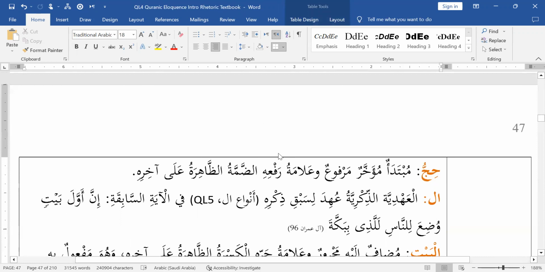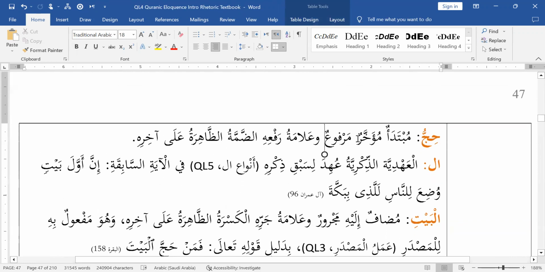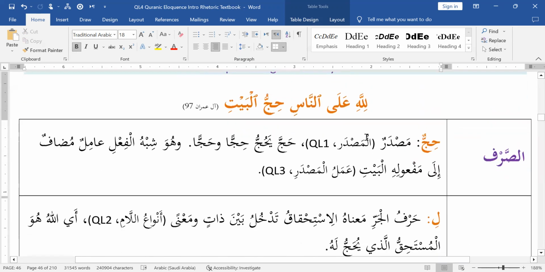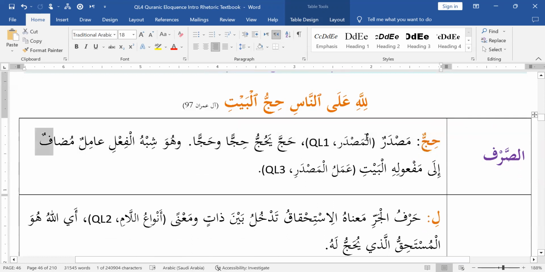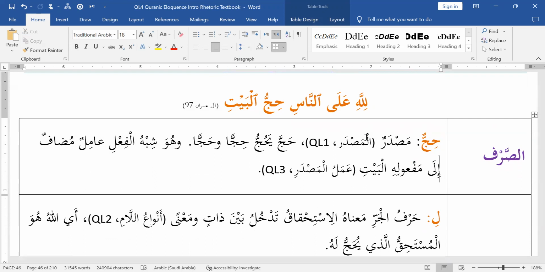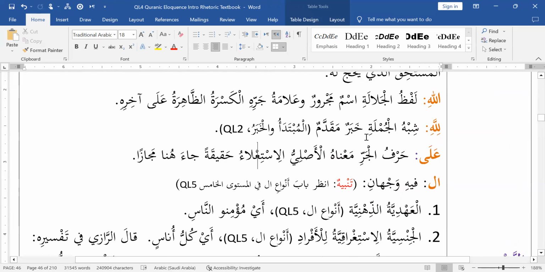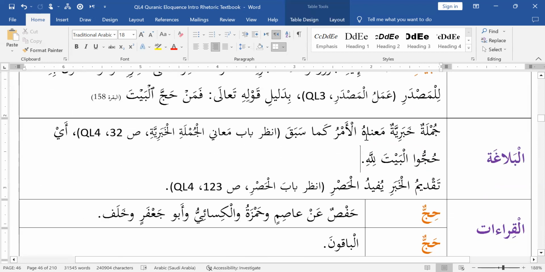So let's go back over here. The grammatical analysis of hijj is mubtada, mu'akhar, marfu, alam rafihi, ad-dhamma, al-zahira ala akhirih. The morphological analysis of hijj is that first it's masdar, second it's amil, and it's mudaf to its own maful bihi, which is the word al-bayti. So al-bayti is maful bihi for the masdar, but it's also majroor, mudaf ilayh majroor, and that's why there's a kasra ending. And did I mention the i'rab of al-bayti somewhere here?